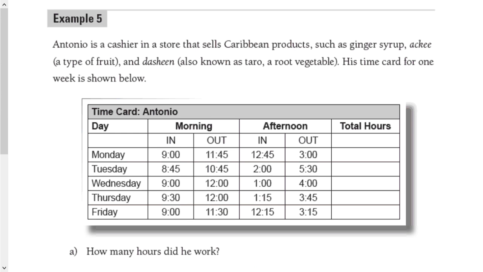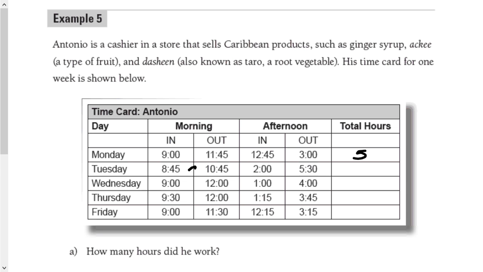Example 5, Antonio is a cashier in a store that sells Caribbean products such as ginger syrup, ackee, and dasheen. His time card for the week is shown below. How many hours did he work? So let us figure out his total hours. Between 9 and 11:45, that is 2 hours and 45 minutes. So that's 2 3/4 plus 2 1/4 in the afternoon for a total of 5 hours.